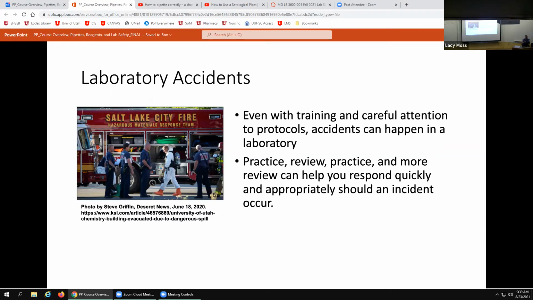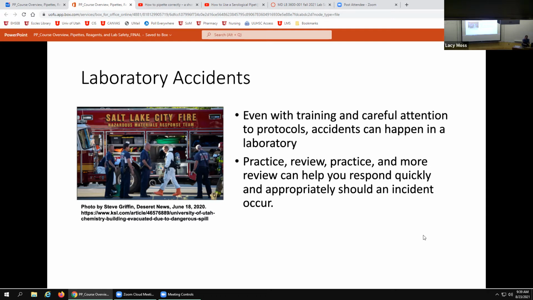So that's like knowing where the fire extinguishers are, which for some reason are not actually in our lab. They're outside our lab. Don't know why. Where the eye washes are, where the safety showers are, what to do if there's a fire or something. So we want to know what we're supposed to do in the event of accidents.